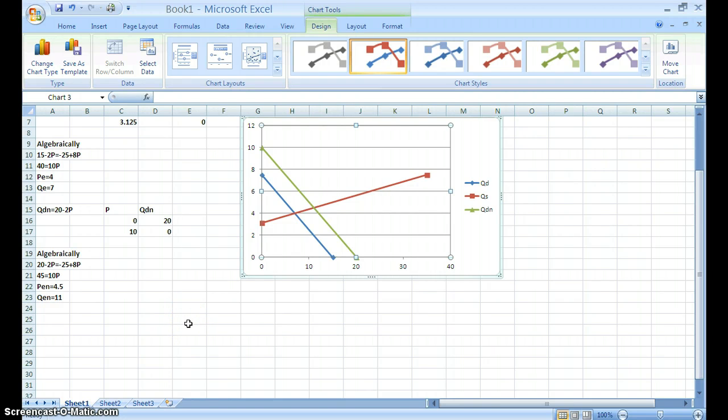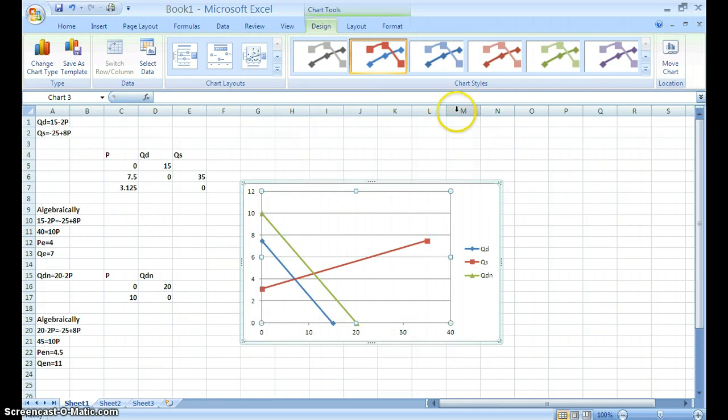You have a homework problem similar to that, but I wanted you to know how you get these graphs done from formulas. Okay? If you have any questions, please bring it to the forum.